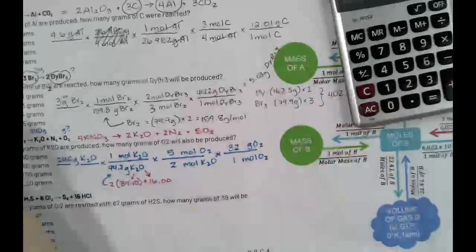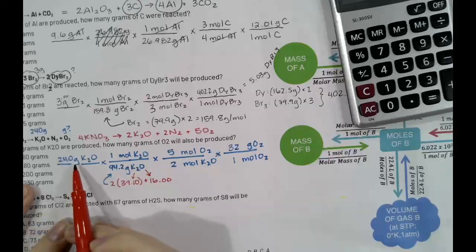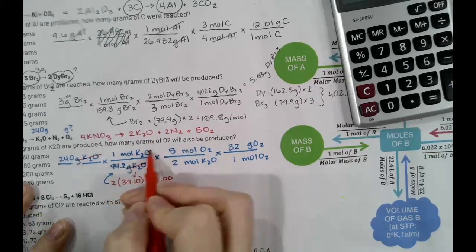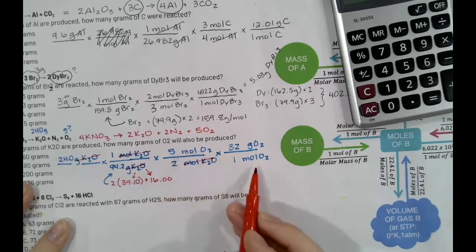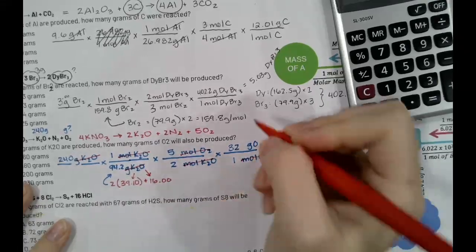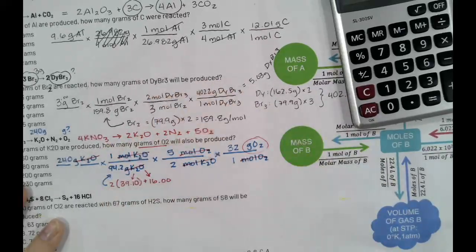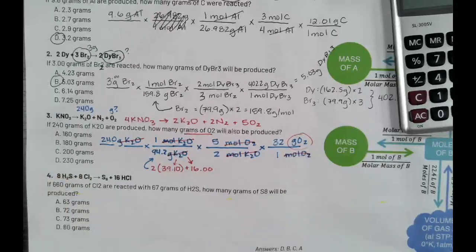Alright, my dears, let's check our units. Grams of K2O, those cancel out. Moles of K2O, those cancel out. Moles of O2, those cancel out. And we're left with grams of O2, which is perfect, because that's what our problem asked for. Alright, so let's do our math.